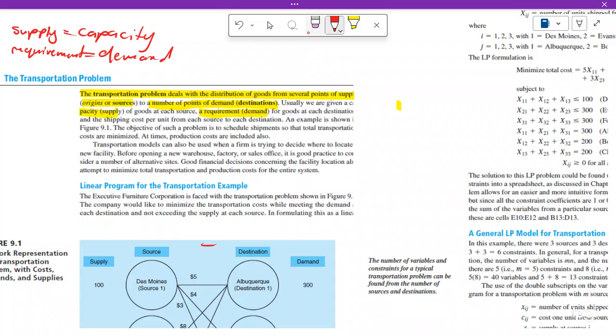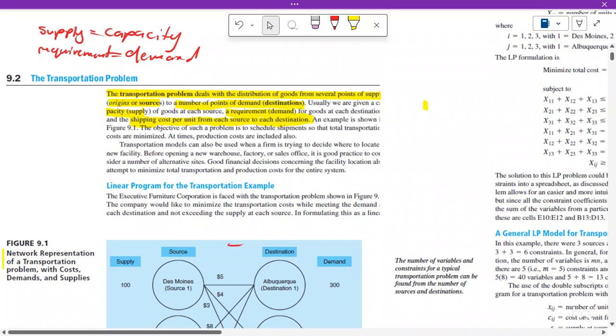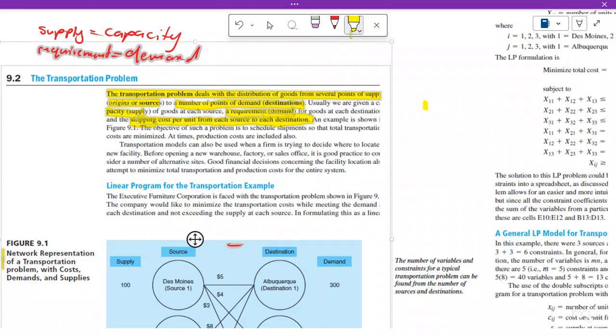Okay, so for goods at each destination, and the shipping cost per unit from each source to each destination. So you're also given what? The shipping cost per unit from each source to each destination. An example is shown below on figure 9, which is this one. And then the objective of such a problem is to schedule shipments so that total transportation costs are minimized. That's the objective of this method.